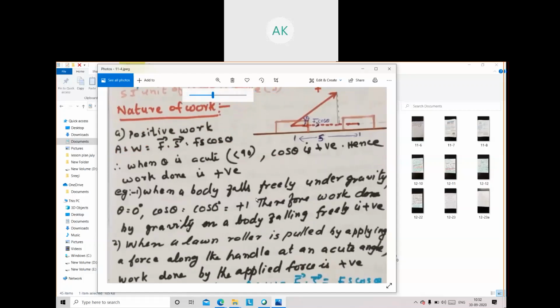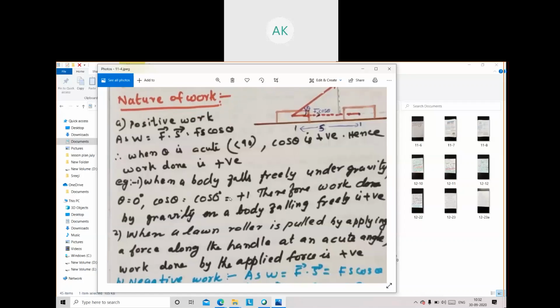And some examples are given. When a body falls freely under gravity, the gravitational force is downwards, and the displacement is downwards. Both are in the same direction, so theta equal to 0. Therefore, the work done by gravity on the body falling freely is positive. Work, cos 0 is 1. Understand? So that is a positive quantity. Work done is positive.